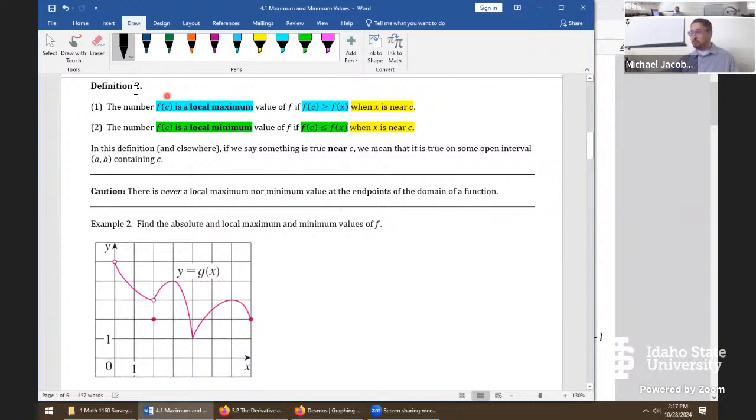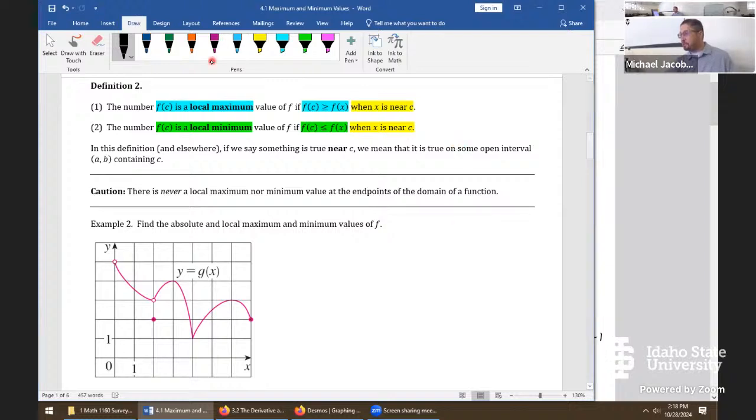And here's our definition 2. I think of this one as the tricky definition in this set of notes. And here's how it goes. We say f at c is a local maximum if we can make this inequality work for us. It's the same as the one above, but the new information is that the inequality has to only work when x is near c. Likewise, a local minimum means we found a value such that f of c is smaller than f of x for x only nearby that number c right here.